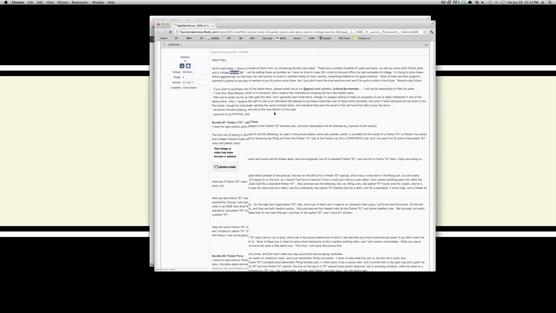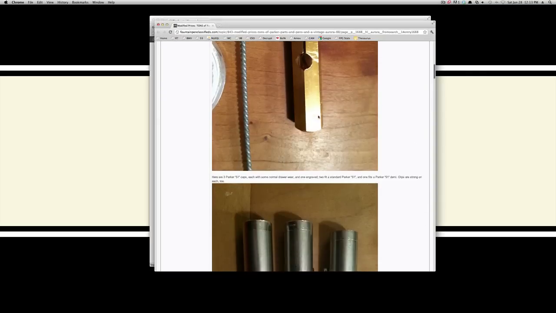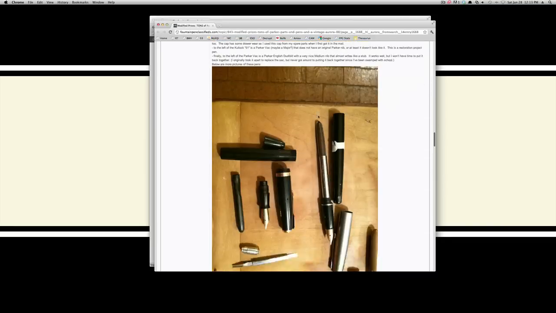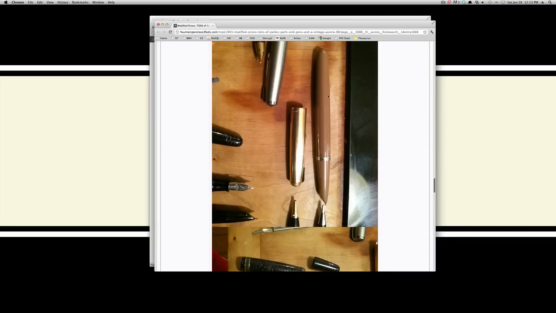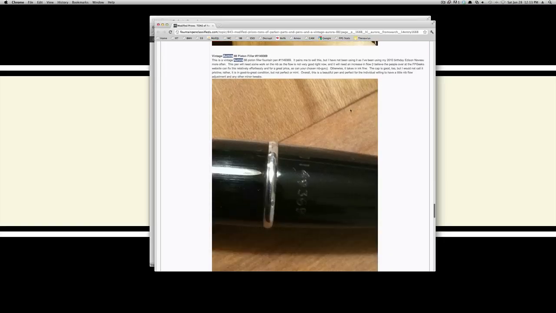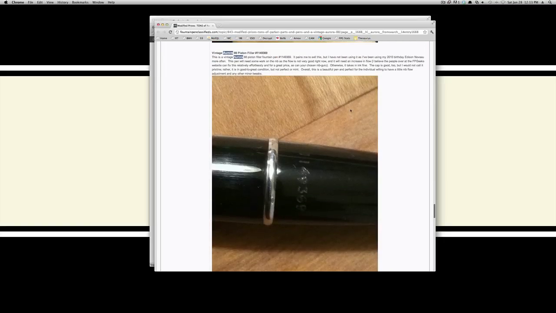Now, this is one I found at Fountain Pen Classifieds. He has some other pens that he listed there. But if you keep scrolling down, keep going. All right. So here we go. A decent example of an 88 at a good price.